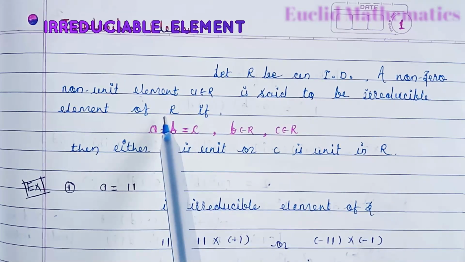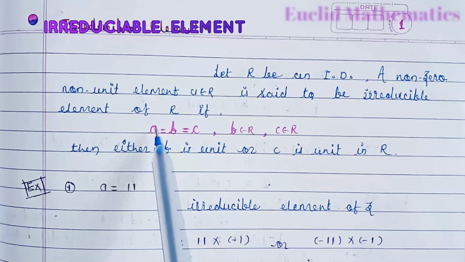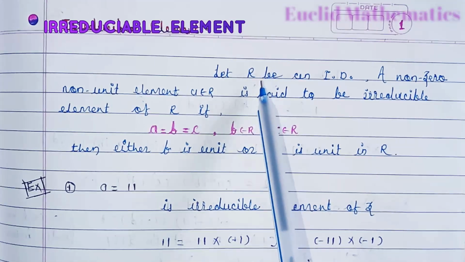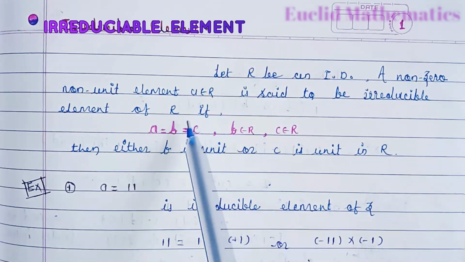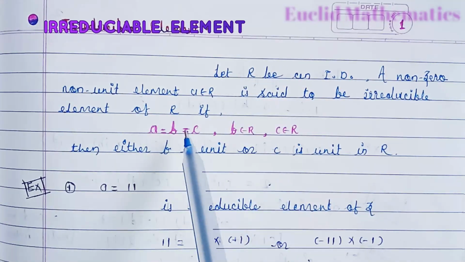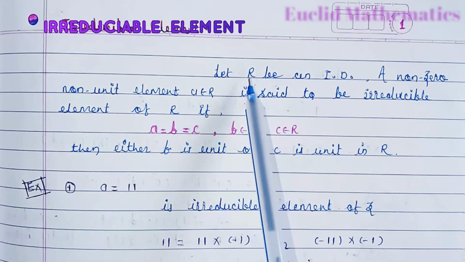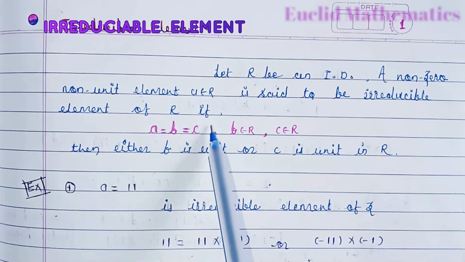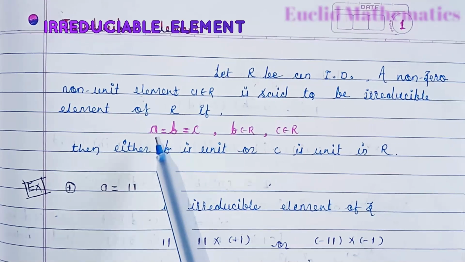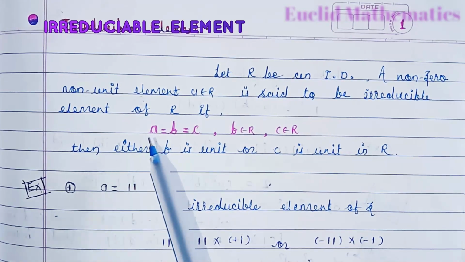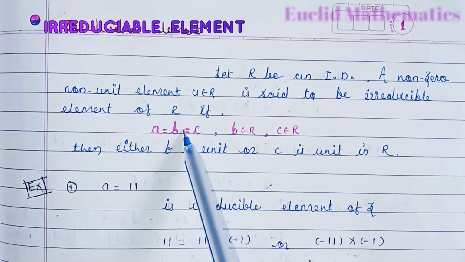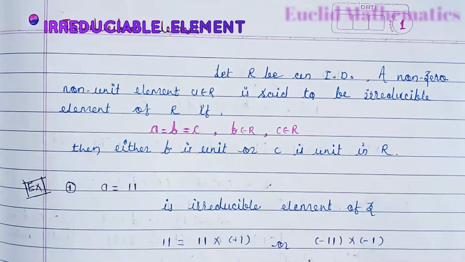We say it is an irreducible element of our integral domain R when a, a non-zero non-unit element, equals b times c, where b and c are from that integral domain R, and either b is a unit or c is a unit in our integral domain. If b is a unit, it has a multiplicative inverse, or if c is a unit, it has a multiplicative inverse. One of them has to be a unit, but a is a non-unit. If this condition holds, then we say that a is an irreducible element of our integral domain.